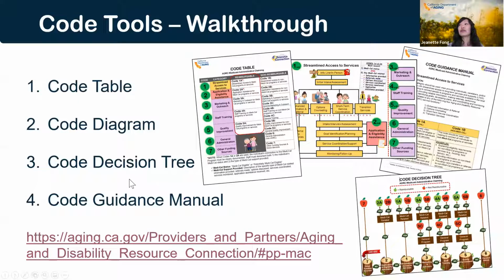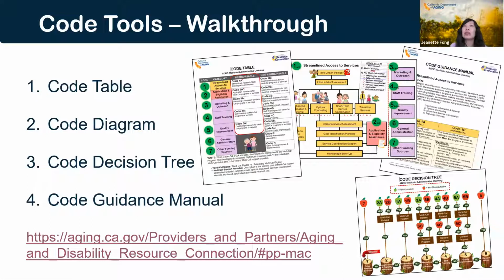So again, there are 4 of them. 3 of them are actually really good quick reference cheat sheets for you. So we have a code table, we have a code diagram, and we have a code decision tree. Those are all just 1-pager quick reference tools to help you out. And then there's also a more comprehensive code guidance manual.